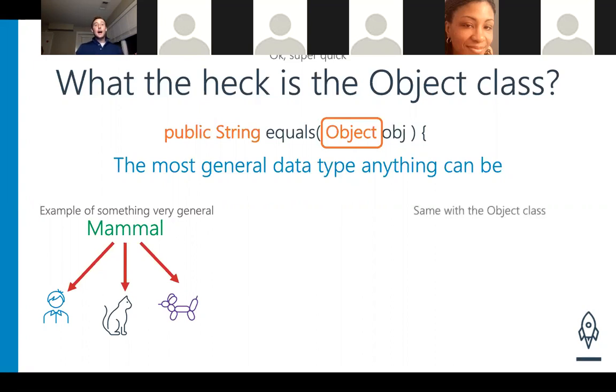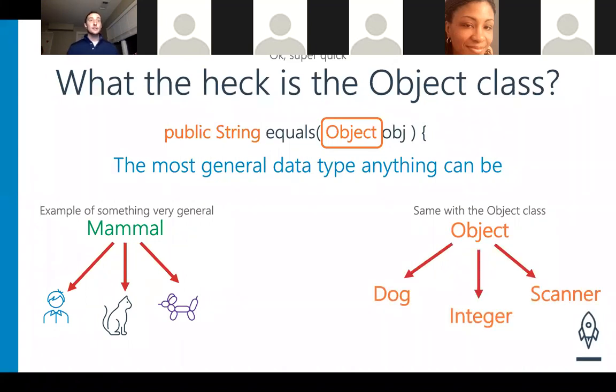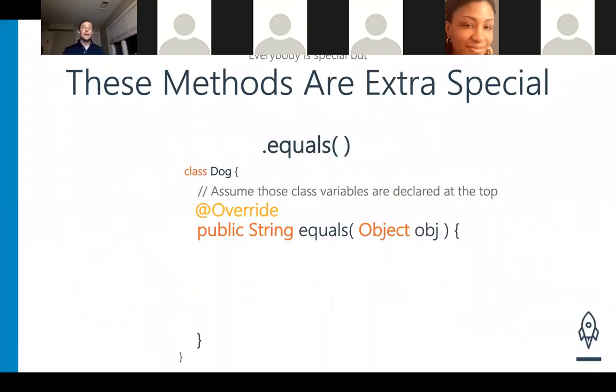That's the same with objects. Object is just a general data type that can represent dogs, integers, scanners. The object class is always at the very top, and everything else we'll ever work with in Java, that's a class, stems from the object class. So if something's passed in as an object, it can be anything. That might be a bit much, because I got a little happy and overwhelmed there since I love talking about objects. Any questions about that in particular?